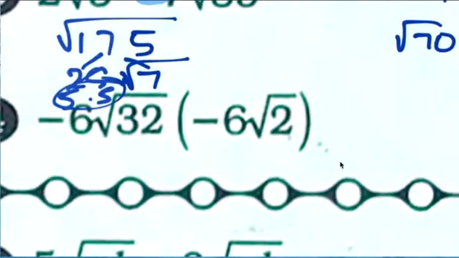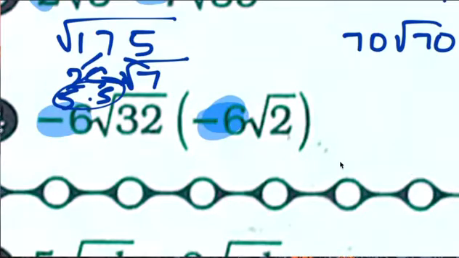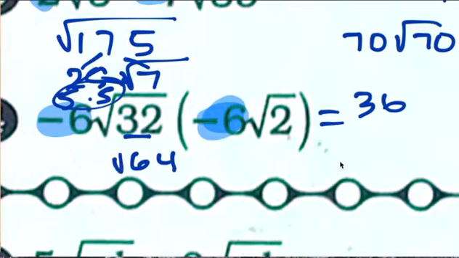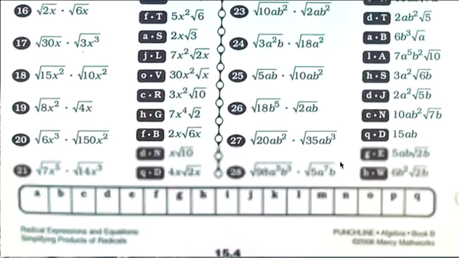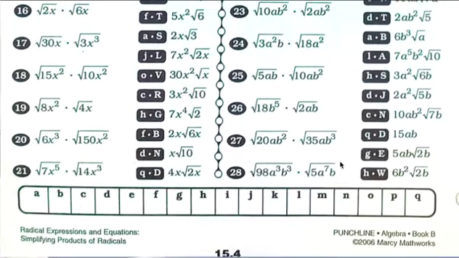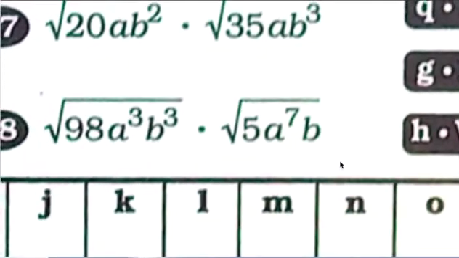Okay, and then again, multiply these. That gets you a positive 36. And then 32 times 2 is 64. Square root of 64 is 8. You get your answer, okay? This one's basically the same thing. I'll just go straight to this one here at the bottom.